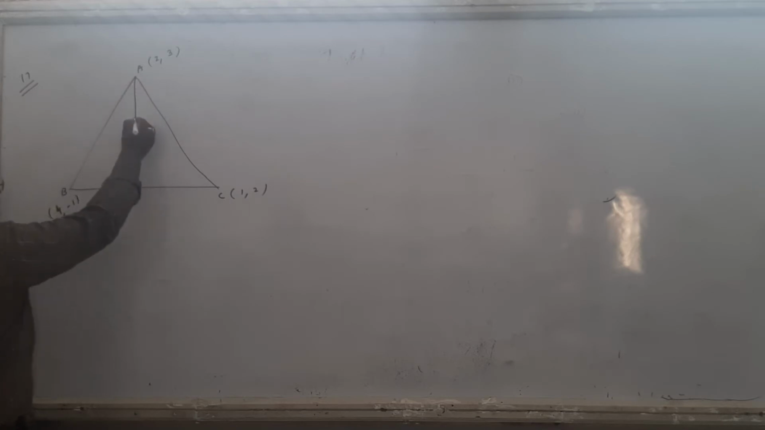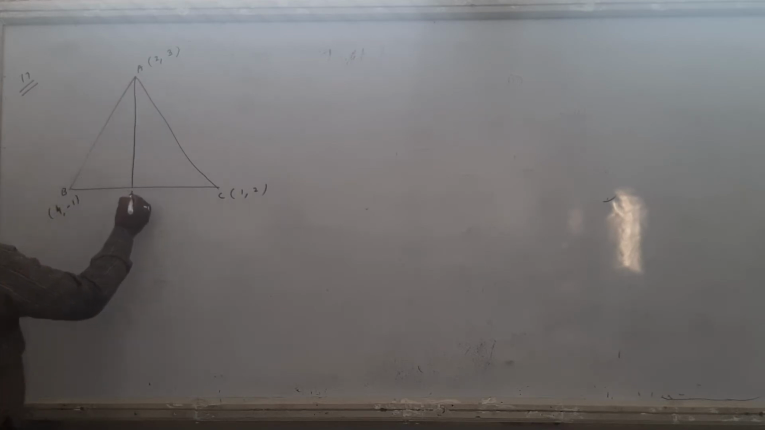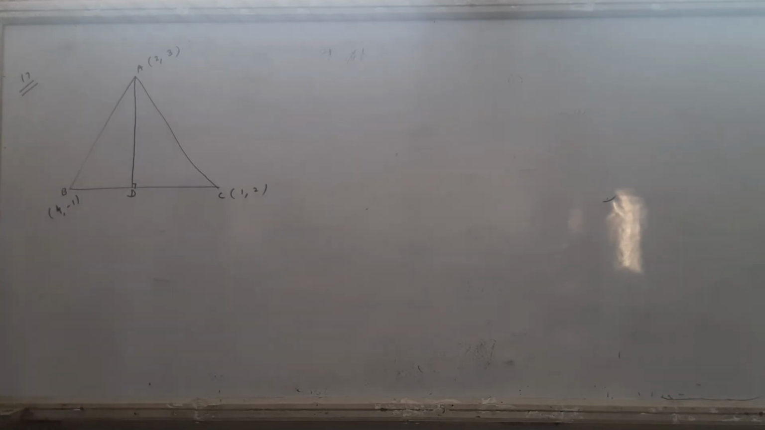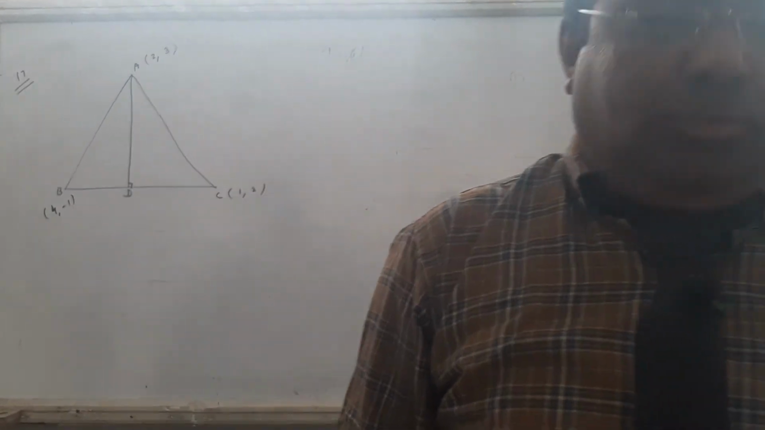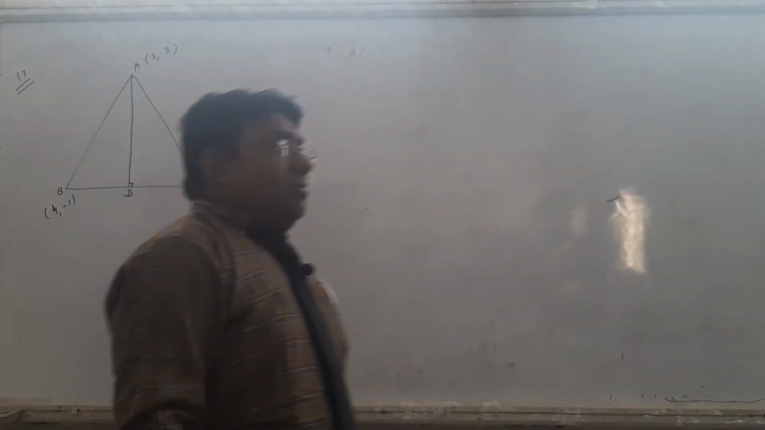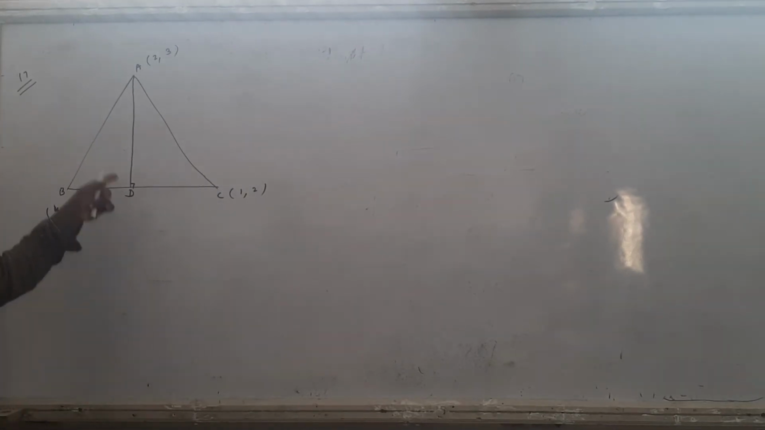You know, student, first thing, what is the difference between altitude and median? Student, altitude is perpendicular to the opposite side, but does not bisect it. But median bisects the opposite side, but is not perpendicular.